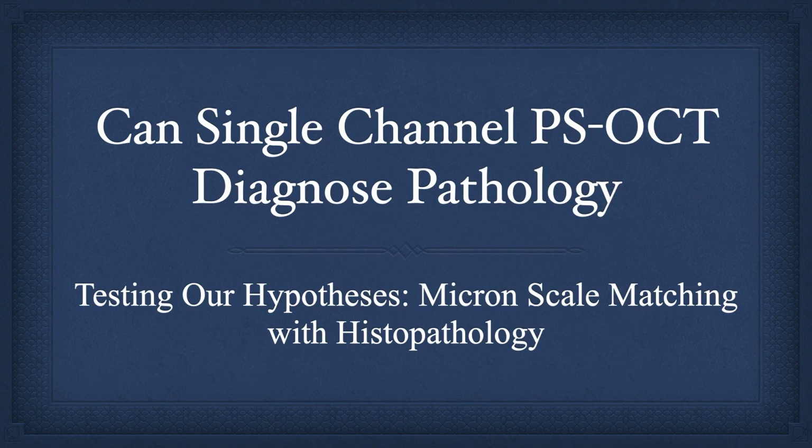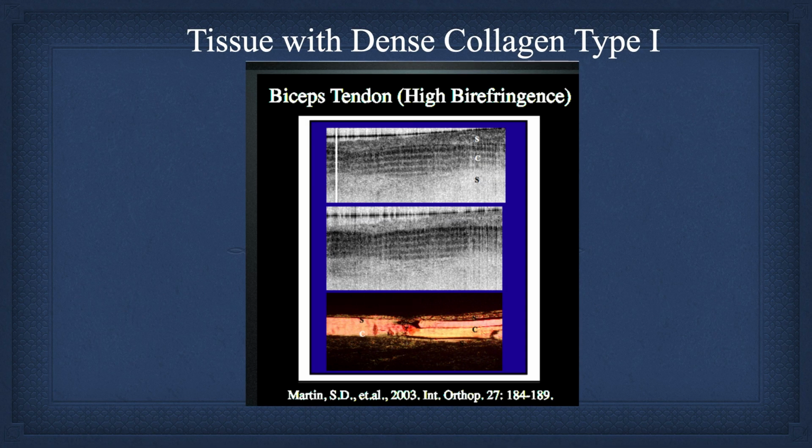Can single detector diagnose pathology? Testing the hypothesis. All right, first, matching isn't as critical when you have a tendon, but we start off with a tendon because it's got about the most dense collagen you're going to find, the bicep tendon or the Achilles tendon. And you get this thick banding pattern. And when you shift the polarization, the bands shift, but it's highly banding. And the picrosirius lights up, showing us that we have organized collagen.